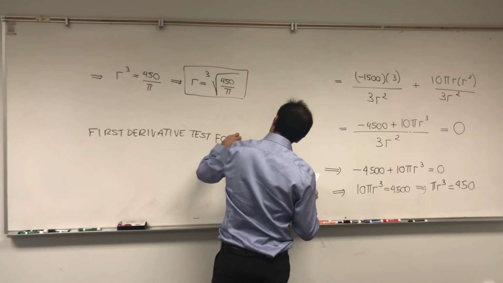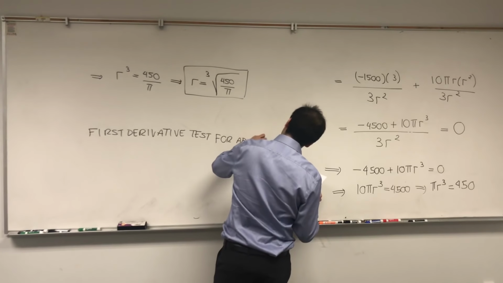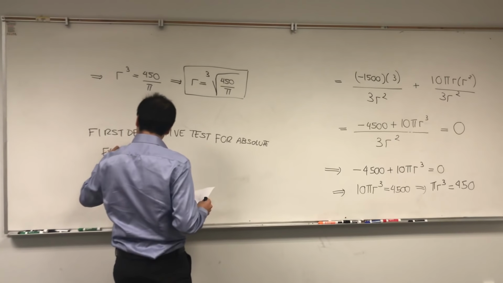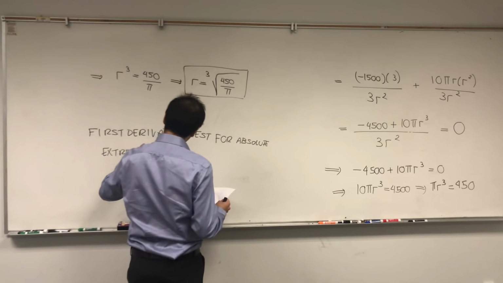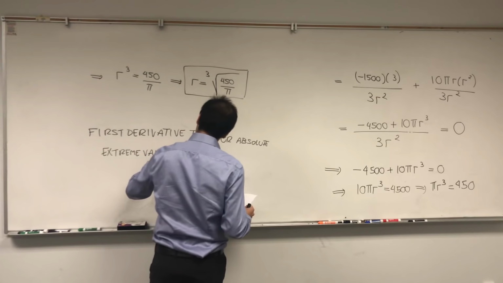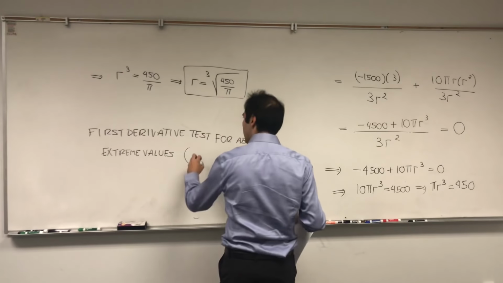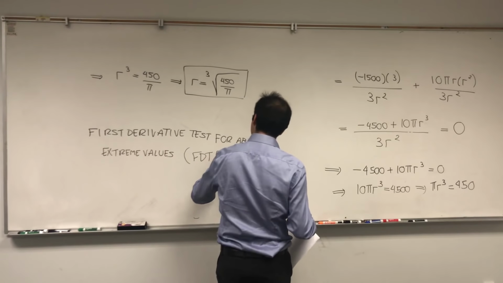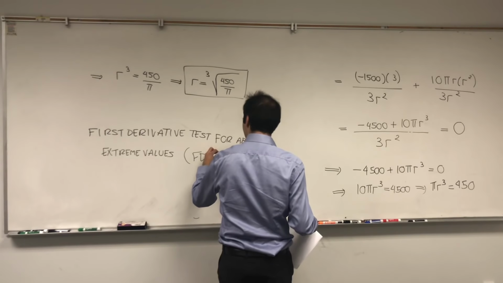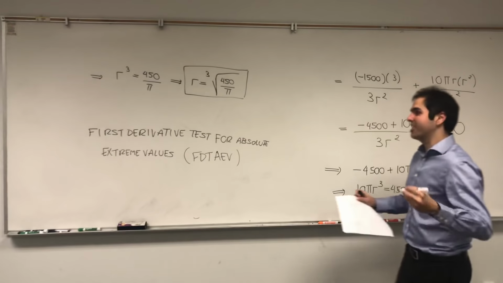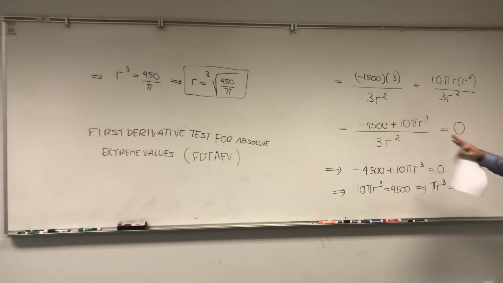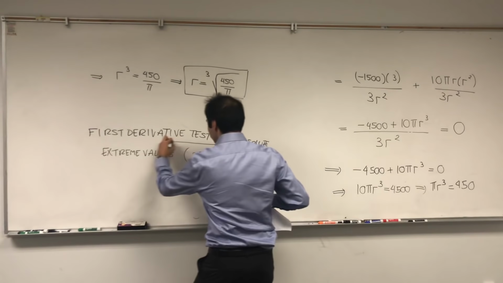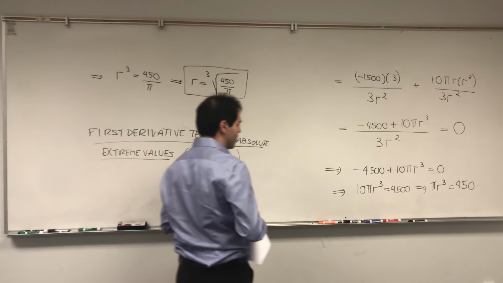For absolute extreme values, abbreviated as FTAEV, okay? And what does it say? Actually, something very simple. And let me illustrate this with a picture.